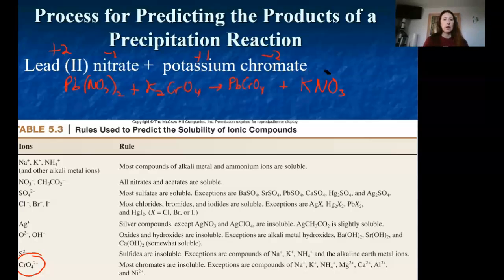Now, all nitrates are soluble. AQ. All nitrates are soluble. See, this is why this one's such a good one to memorize, because you don't need to look at a table for it. All right, and we gotta look at these chromates. So we go down here, here's chromate. Most chromates are insoluble. Remember, insoluble means solid, except NaK. Oh, there's our K, so this is obviously gonna be soluble, right? And we don't have any of those other exceptions, so this must be our solid.